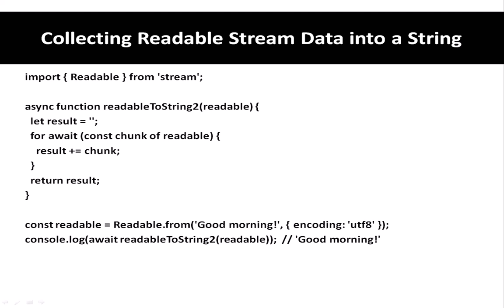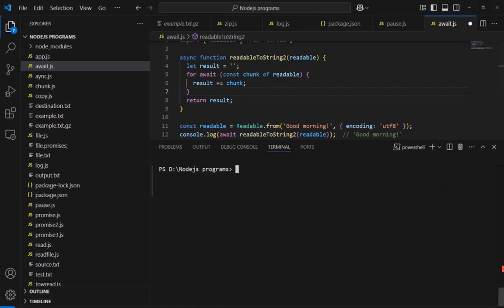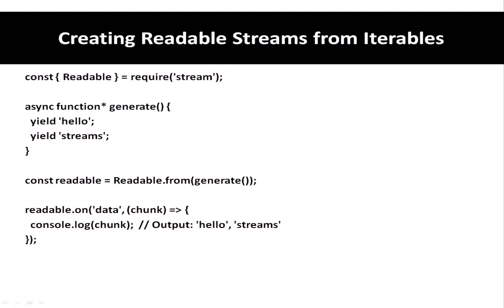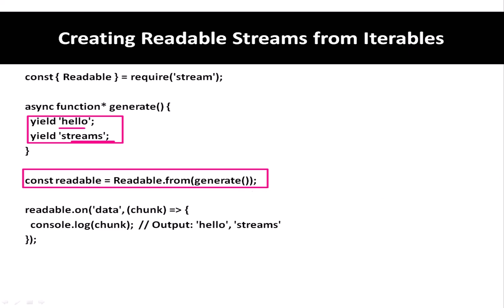Good morning is the message, which you are going to print in the readable format: console.log await readable to string. So what is await? Await readable to string is a particular function where we are going to read, so that it is going to print the good morning message. Similarly, here also we have given hello streams. Hello is the particular message by using a yield keyword, and here we are using streams as a keyword. If you look at these two, they are separated by single quotes, and it is going to display the output hello streams.